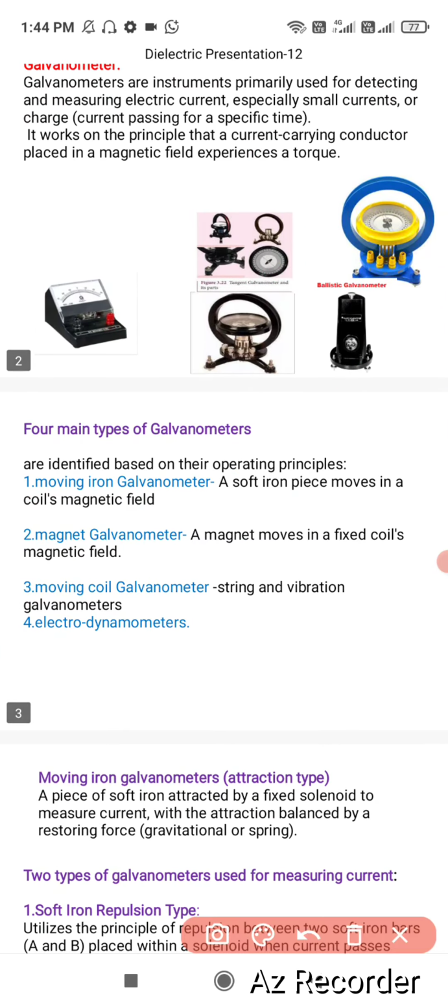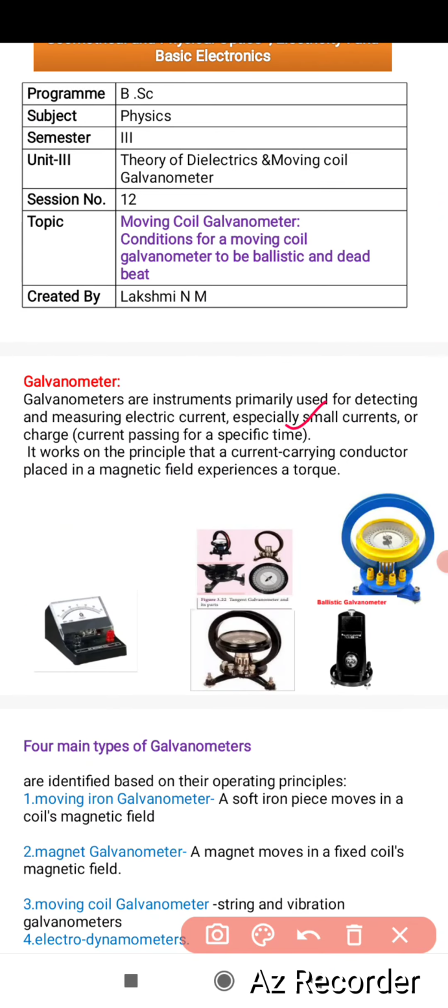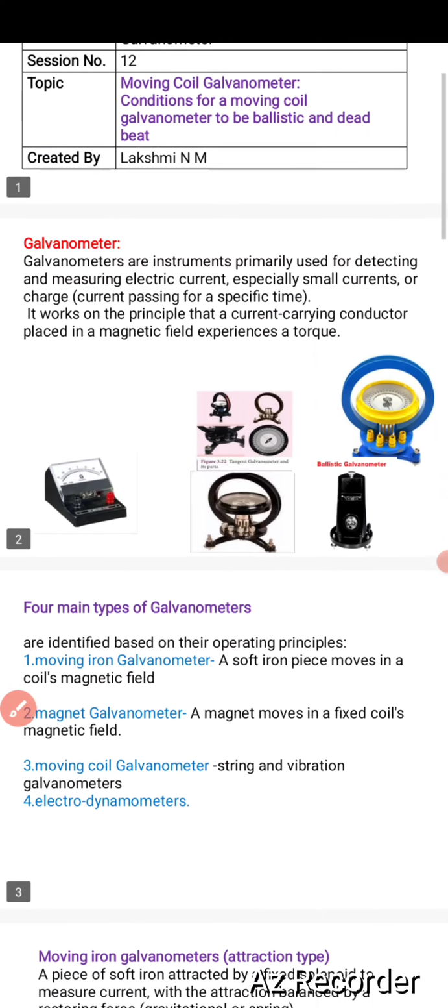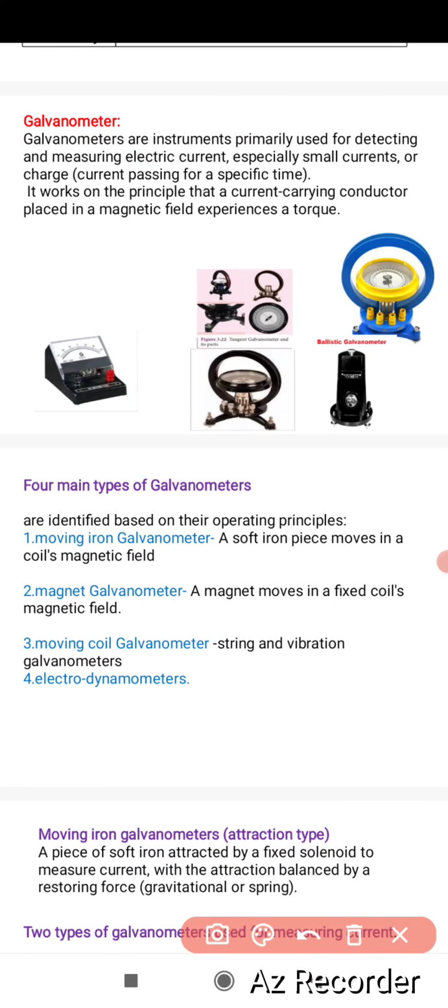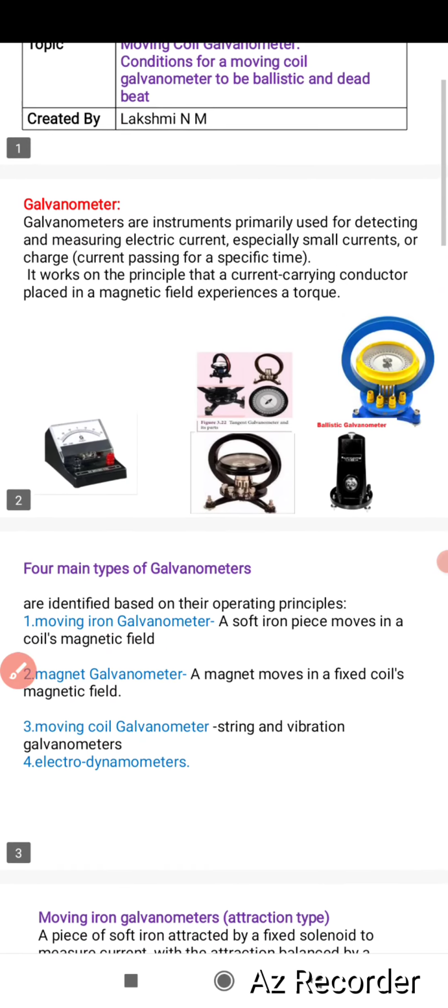Four main types of galvanometers are identified based on the operating principles. Moving iron galvanometer: a soft iron piece moves in a coil's magnetic field. Magnet galvanometer: a magnet moves in a fixed coil's magnetic field. Moving coil galvanometer, string vibration galvanometer, and electrodynamometers. These are the four types of galvanometers.